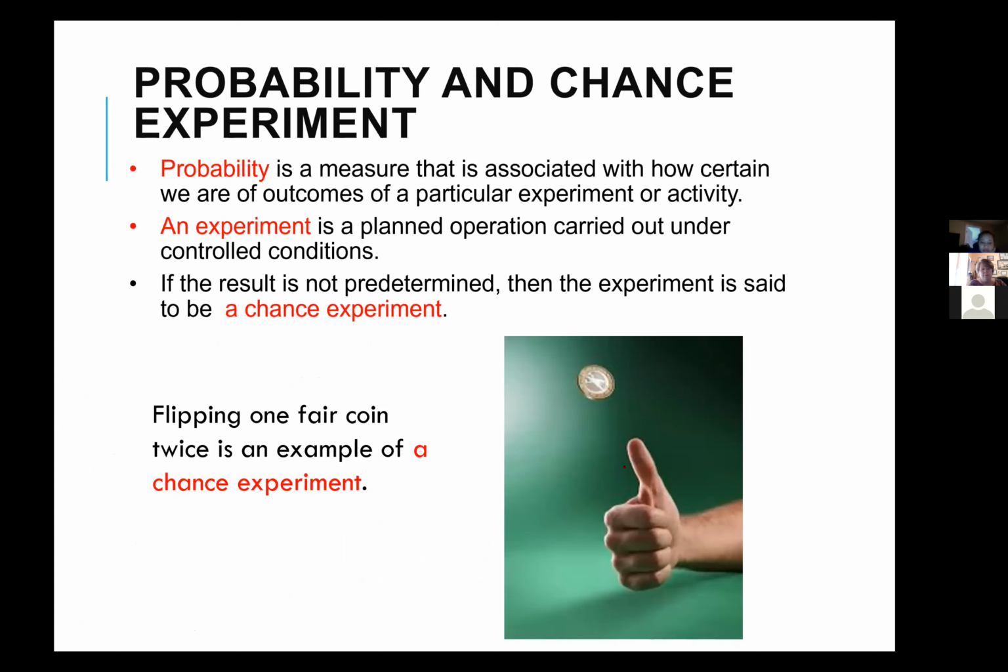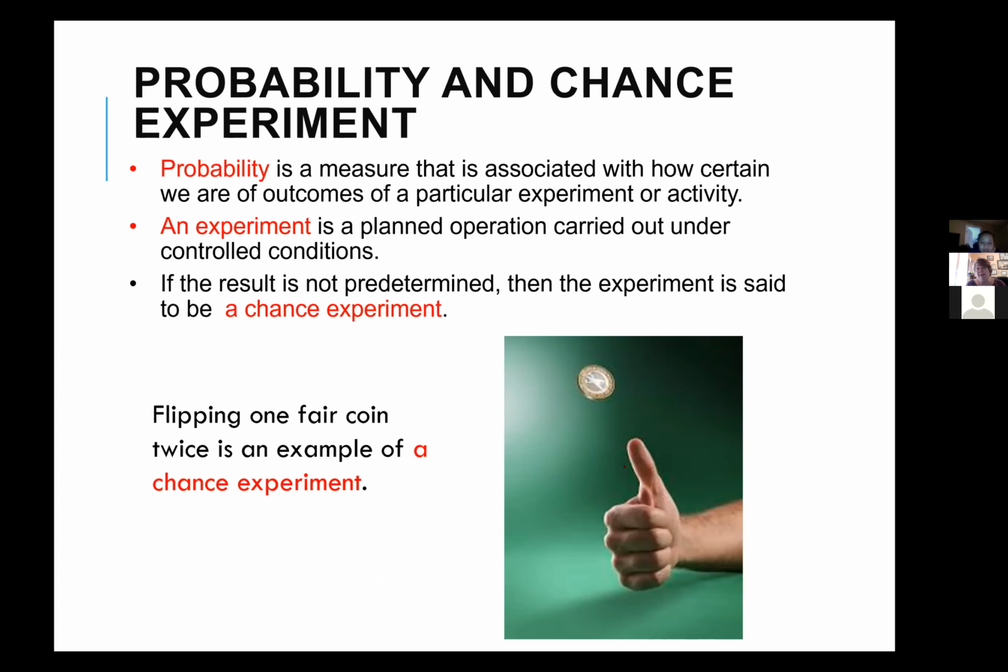The first term that we need to know what it means is probability. Probability is a measure that is associated with how certain we are of outcomes of a particular experiment or activity. So how certain are we that we're going to get a queen if we draw 1 card from a deck of standard playing cards? An experiment is a planned operation carried out under controlled conditions.